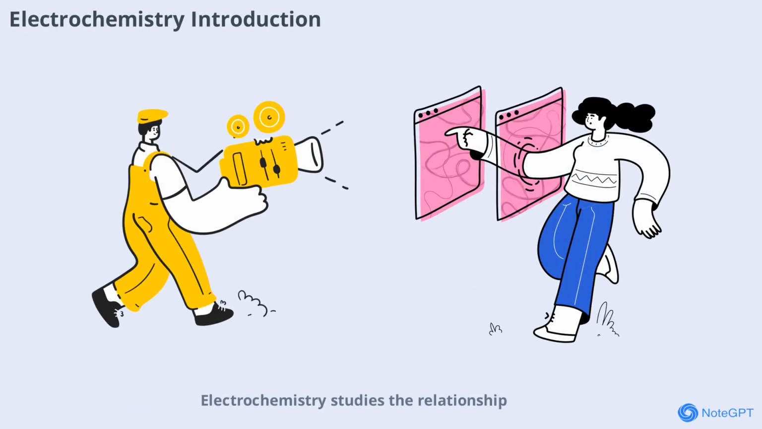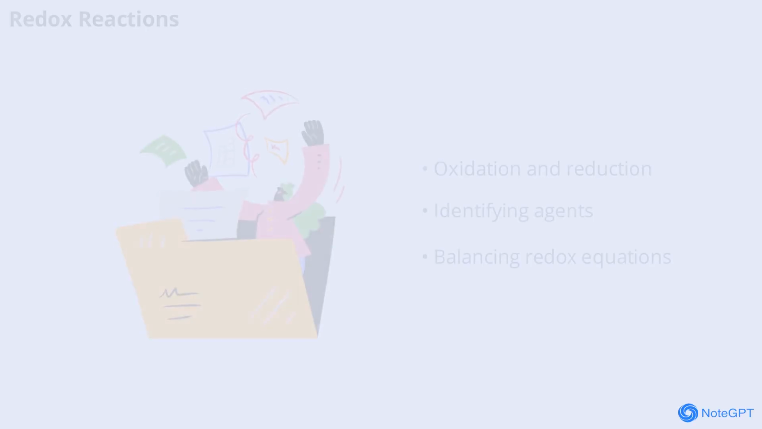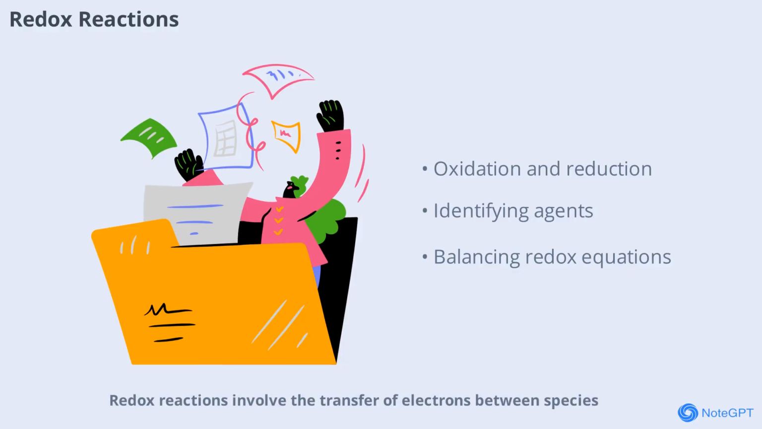Electrochemistry studies the relationship between electricity and chemical reactions. We'll introduce the basic concepts of redox reactions, electrodes, and electrochemical cells. Understanding how chemical energy is converted to electrical energy and vice versa is crucial for topics like batteries, fuel cells, and corrosion. Redox reactions involve the transfer of electrons between species.